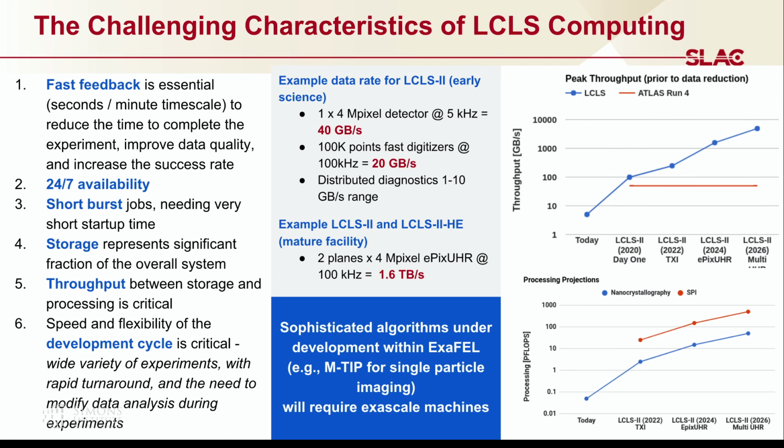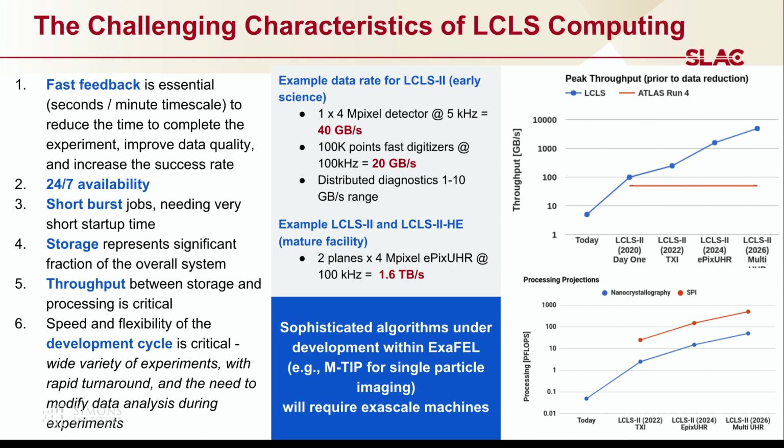These characteristics are fundamentally different from typical usage of a supercomputer to do a simulation, for example. So these are an example of peak throughput. This is for the throughput that we expect starting from today to the advent of LCLS2HE. We are talking about terabyte per second.